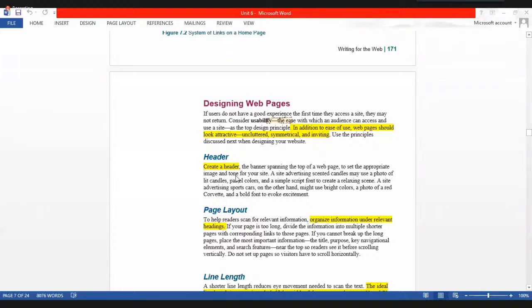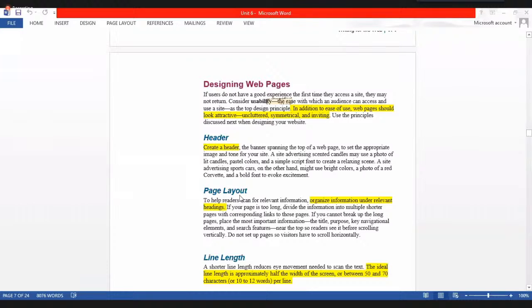Now, concerning header and footer, create a header and footer. Header and footer, that is this upper line, isn't it? And then that is the last line. So you have to draw the header and footer. Then you have page layout. You also have to maintain the page layout. Organize information under relevant headings. For page layout, what you have to do? According to the heading, you have to organize the information. Whatever information goes under that heading, only that information should be included. So organize information under relevant headings.